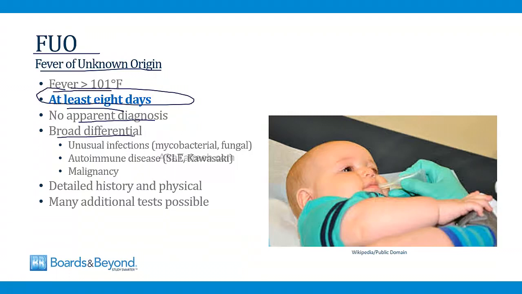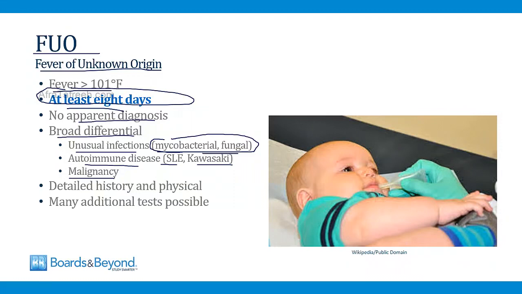So some of the things that can cause FUO are unusual infections, things like mycobacterial infections or fungal infections. These can smolder for days or weeks without an obvious source. Autoimmune diseases like lupus or Kawasaki's disease in a child can cause fever for long periods of time. And then lastly, malignancies can lead to B symptoms, so children who have things like leukemia or lymphoma can present with FUO.